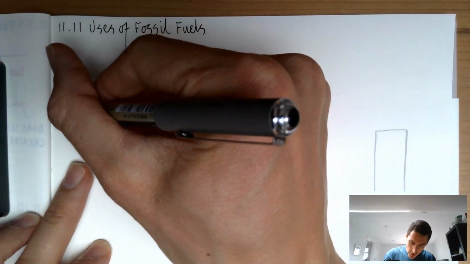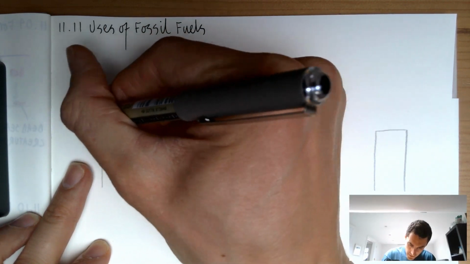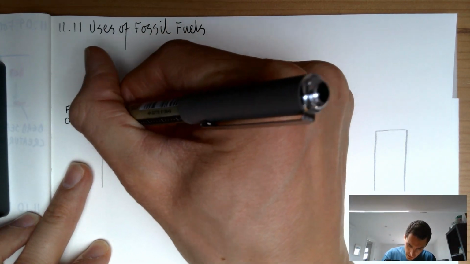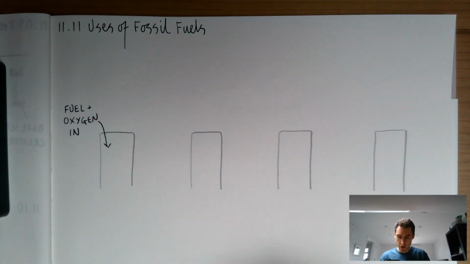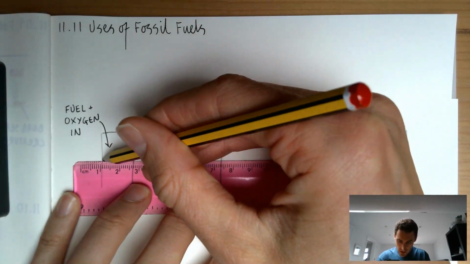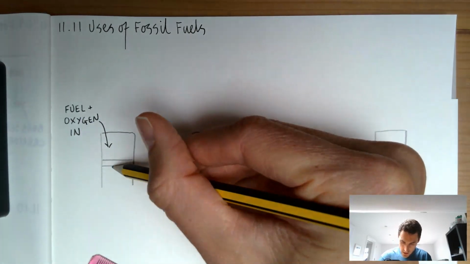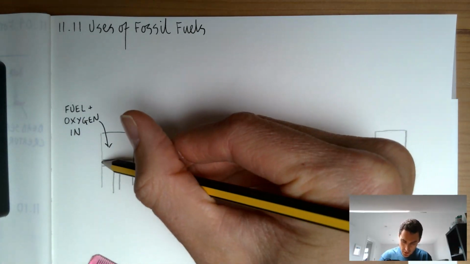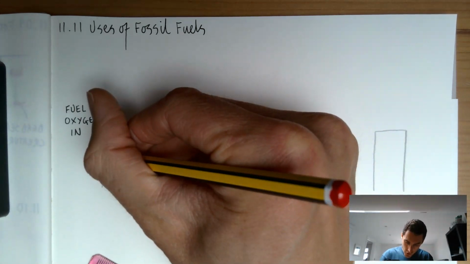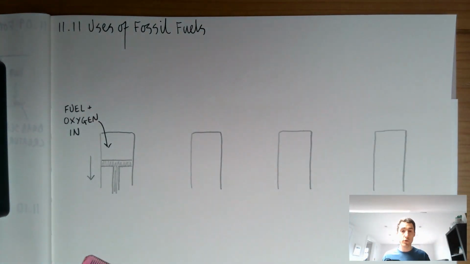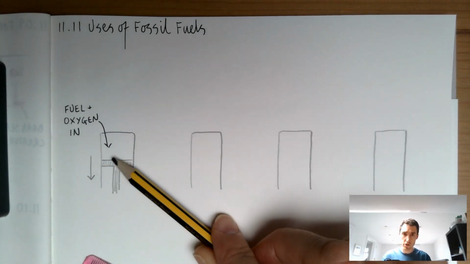But we put this mixture of fuel plus oxygen in, and the first thing to notice in terms of this 4-stroke cycle is that it causes the piston, which I'm going to draw like this, to be pushed downwards. So if I draw my piston like this, by forcing the fuel and oxygen in, that forces the piston downwards. So then what we've got is this mix of fuel and oxygen in here.